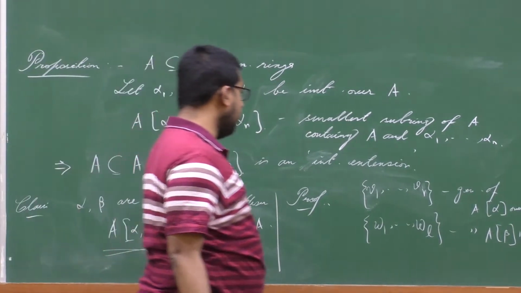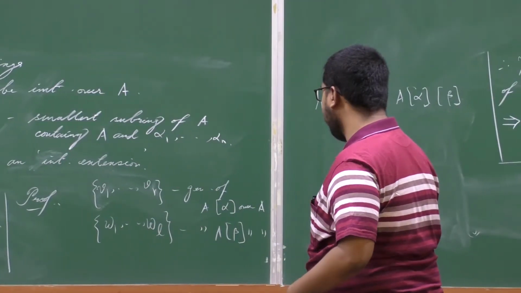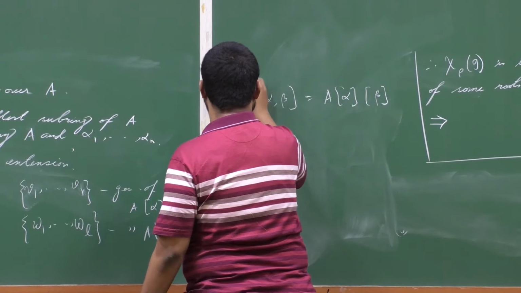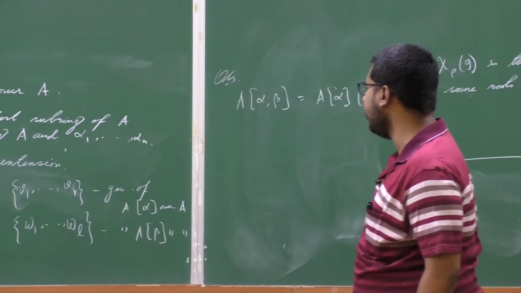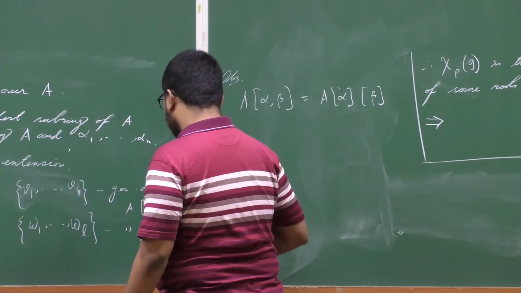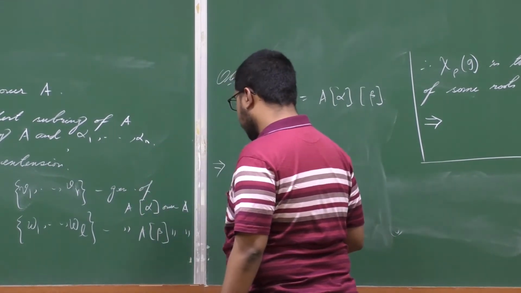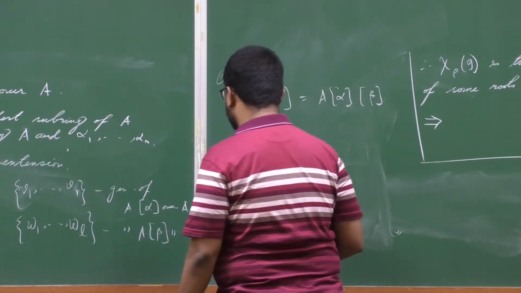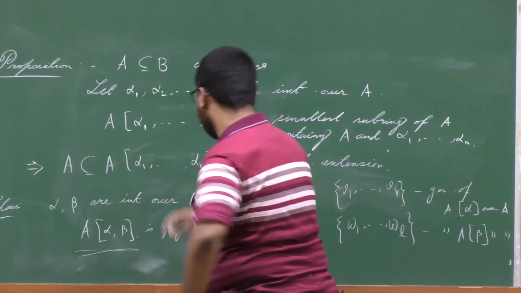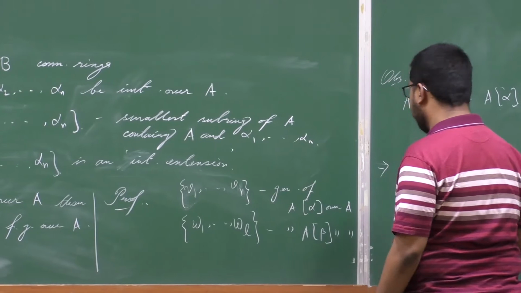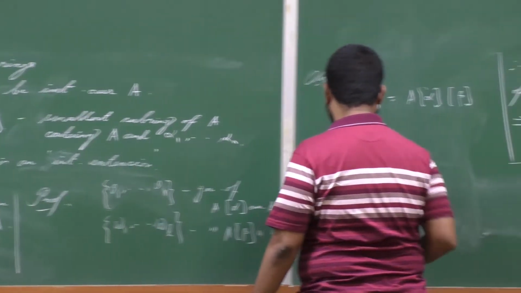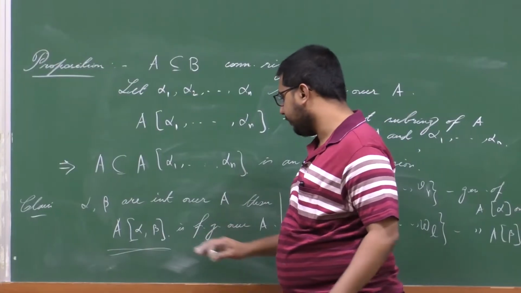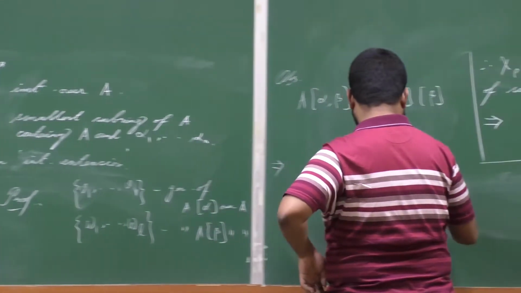So now let's do the following. This is an independent observation which will be helpful sometimes. Now let's come back to the proof of this. Let's take a typical element lying here. If we consider just some monomial, alpha to the power i, beta to the power j, right? Take a monomial here. Let's see how we can write this.